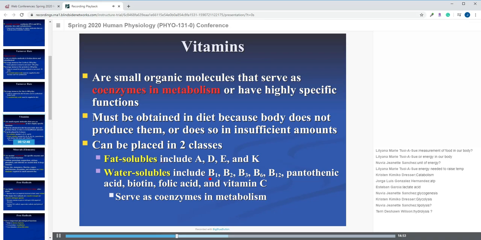The water soluble vitamins include B1, which is thiamine, B2 is riboflavin, B3 is niacin, B6, I don't remember what B6 is, then vitamin B12, then pantothenic acid. These water-soluble vitamins serve as coenzymes in the metabolism of carbohydrates, lipids, and proteins.